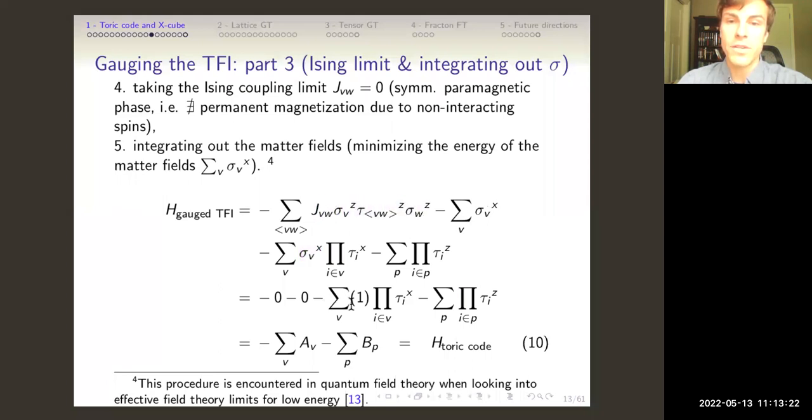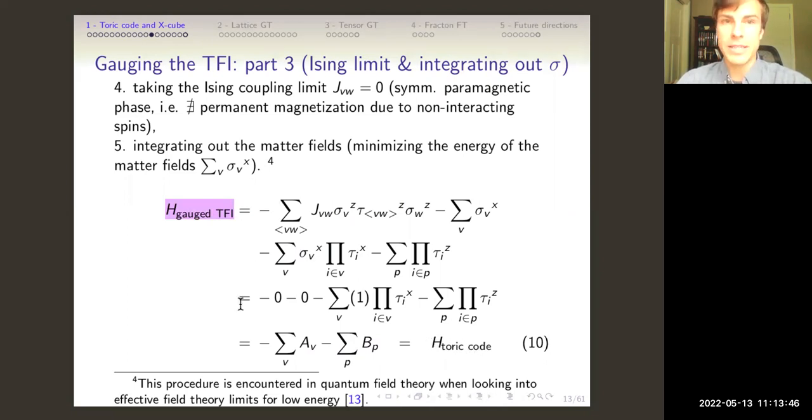This whole term is going to 0. This becomes the actual AV term of the toric code. And this, note there's no matter fields as we corrected here, goes to the BP term automatically of the toric code. And so that's the procedure by gauging a matter system and getting the toric code.